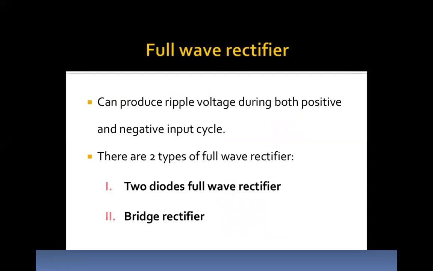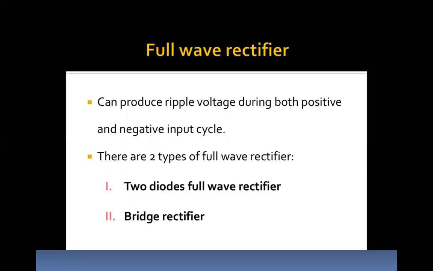The second part we call the full wave rectifier. So what is full wave? It can produce ripple voltage during both positive and negative input cycles. And there are two types. Normally one is called the two-diode full wave rectifier. In the case of half wave, we have seen we used only one diode, and here in the case of full wave, we use two diodes. So two types: one is called the two-diode full wave rectifier and the other is called the bridge rectifier.